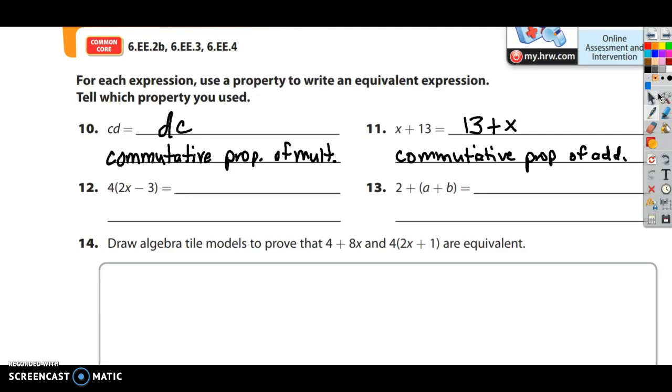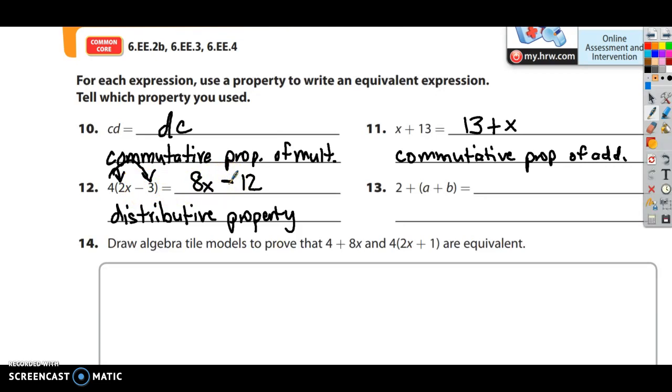Okay, number 12 is a totally different property, and I hope by now, we've done a few of these, you can recognize this one's the distributive property. So I'm going to write the property in right here, distributive property. And the distributive property is when you take the number outside the parentheses and you multiply it by everything inside the parentheses. 4 times 2 is 8 with an x. It's 8x. And then 4 times 3 is 12. And there is no x. And then we've got to put this subtraction sign in between. It's real simple. That's it. That's all you have to do for number 12.